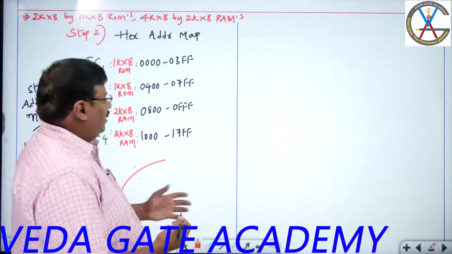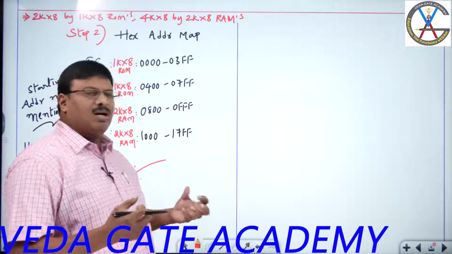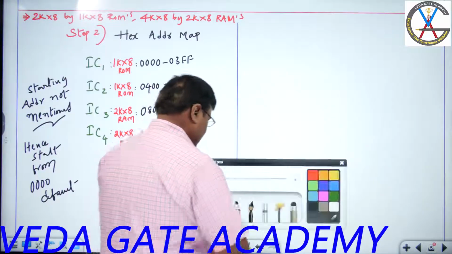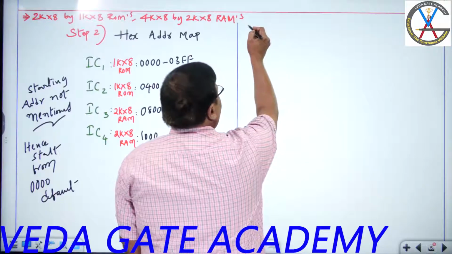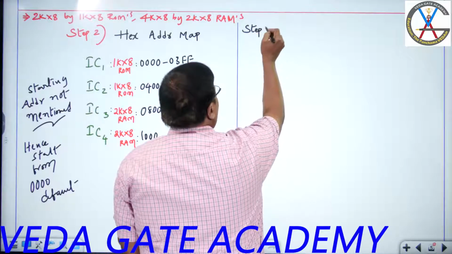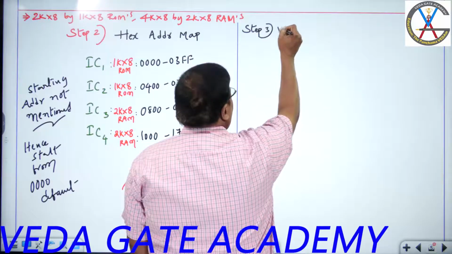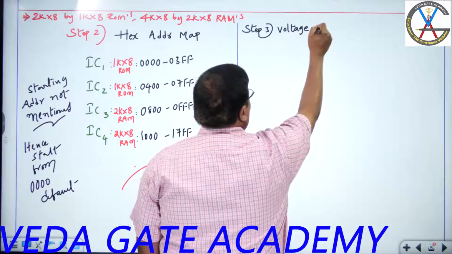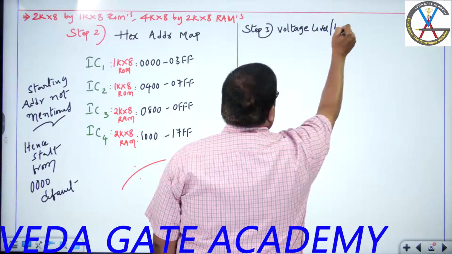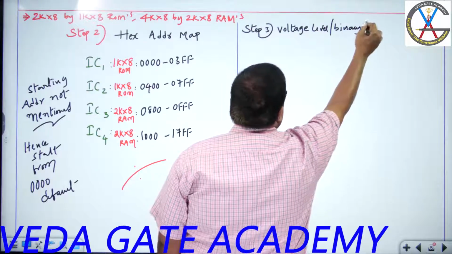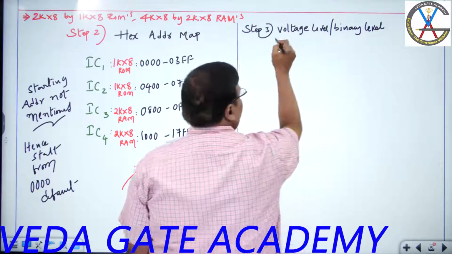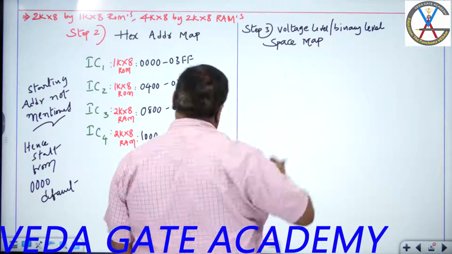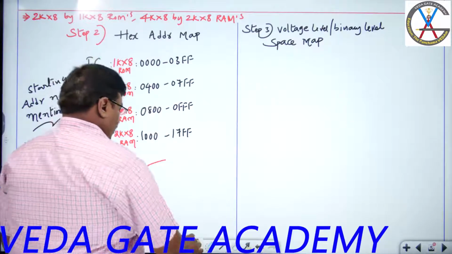So a hexadecimal address cannot be connected. We need low and high voltages. Voltage level map. So binary map I need. So my step 3 here is voltage level. Nothing but binary level. Space map. Space in the sense address space. Right. Now come back to speak.